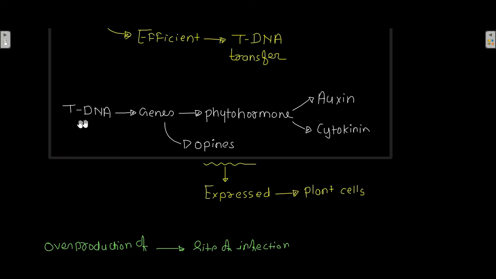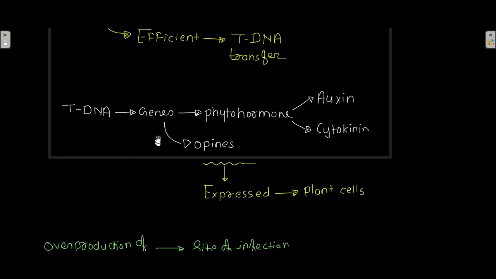Now, this tDNA carries genes for phytohormones and opines which are expressed in the plant cell. For the phytohormones like auxin and cytokinin, and for opines, there are genes in this tDNA, and those genes are expressed in plant cells. So, in plant cells there is production of opines and auxin and cytokinin, and that production is because of the presence of the tDNA.